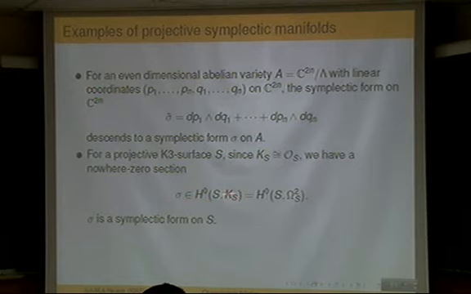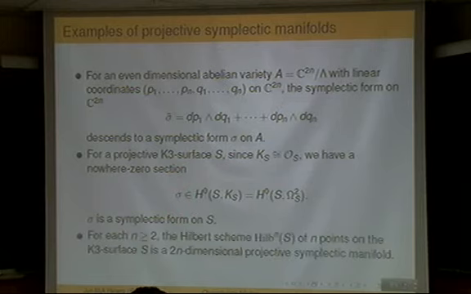But this means you have a non-zero 2-form, and this is nowhere zero because it's trivial. So this gives a symplectic form on the surface. So a K3 surface is an example of a projective symplectic manifold.